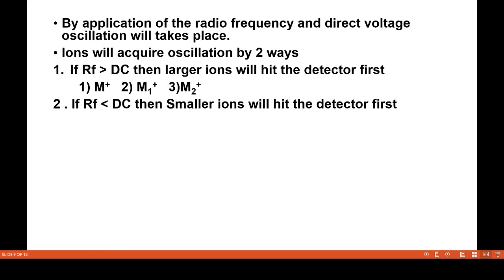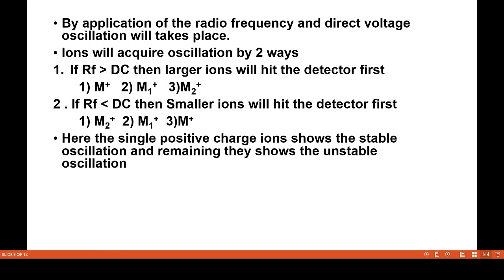In the second case, if the radio frequency is less than the direct current, then the smaller ion will hit the detector first. So M2, having the least weight, will hit the detector first, then M1 and lastly M plus, because M plus has the higher molecular weight. By these two ways the oscillation takes place and the ions reach the detector.